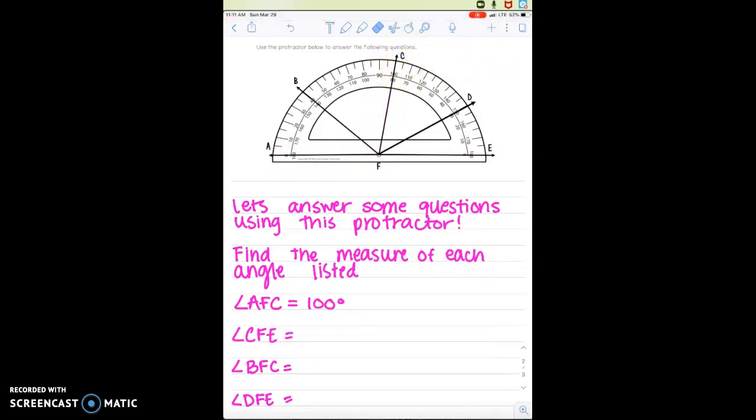Okay, so while you are solving for these angles, I want you to think about how are angle AFC and angle CFE related. And I want you to think about how are angle BFC and angle DFC related. So I'm going to give you probably about 5 minutes to solve for these angles and to answer these questions. And then we're going to go over how to do them together. So this is going to run hopefully just like it does in class.